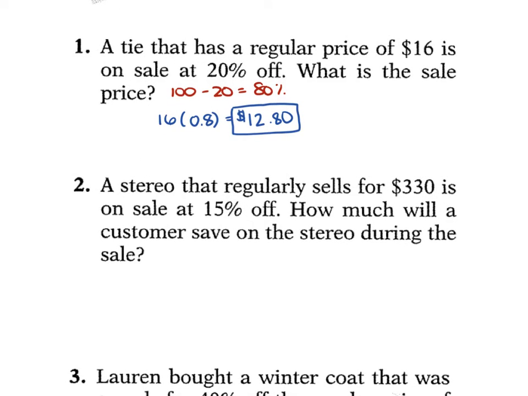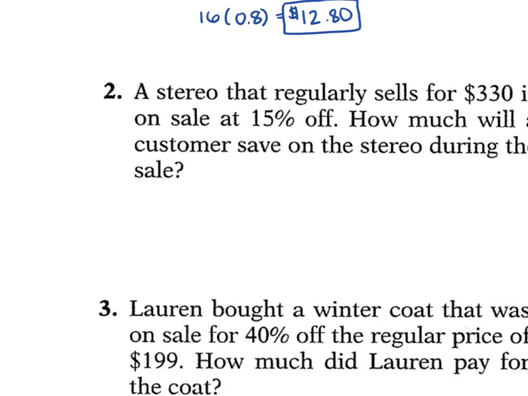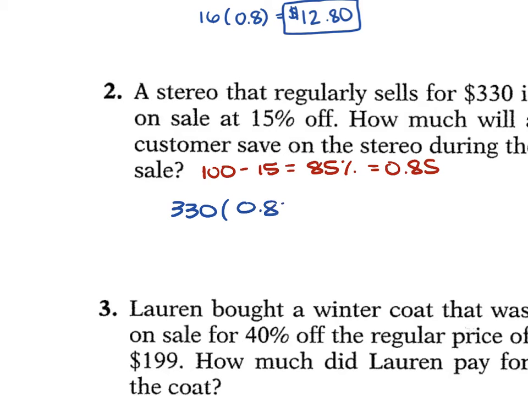For 2, it says a stereo that regularly sells for $330 is on sale at 15% off. How much will a customer save on the stereo during the sale? So if it's 15% off, we're going to do 100 minus 15%, which is 85%. That's 0.85. We're then going to multiply that by the 330. And that gives us a total of $280.50.